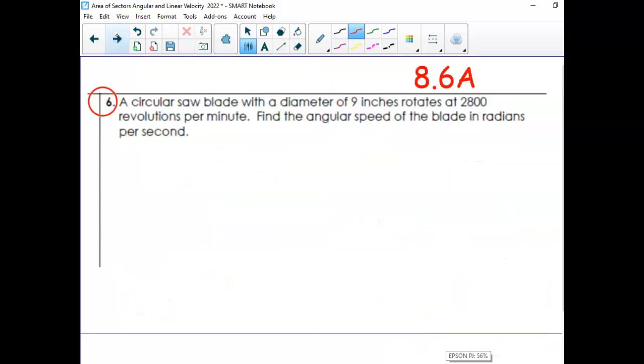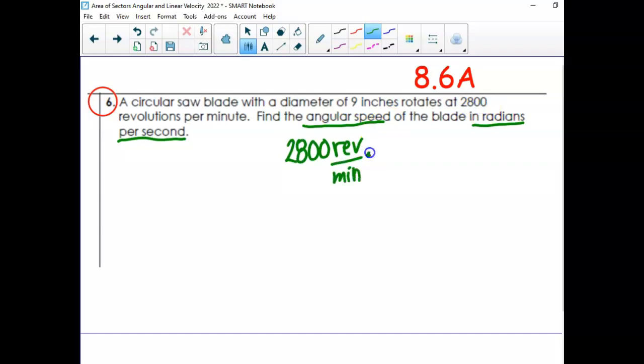All right, that was a complicated mess. Let's see if we can try number 6. Oh, this is easier. I promise. It wants just an angular speed in radians per second. Guess what? You don't need to know the diameter. All you need to know is it's 2,800 revolutions. Oh, we do have to do some converting though. I guess we have 2 things to convert.